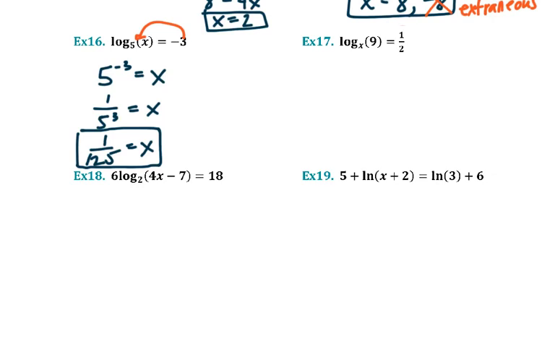Okay, so example 17, this 1/2 is going to go right in here on the x. If we're converting, that would become x to the 1/2 equals 9, or squaring both sides, we would get x equals 9 squared, x equals 81.